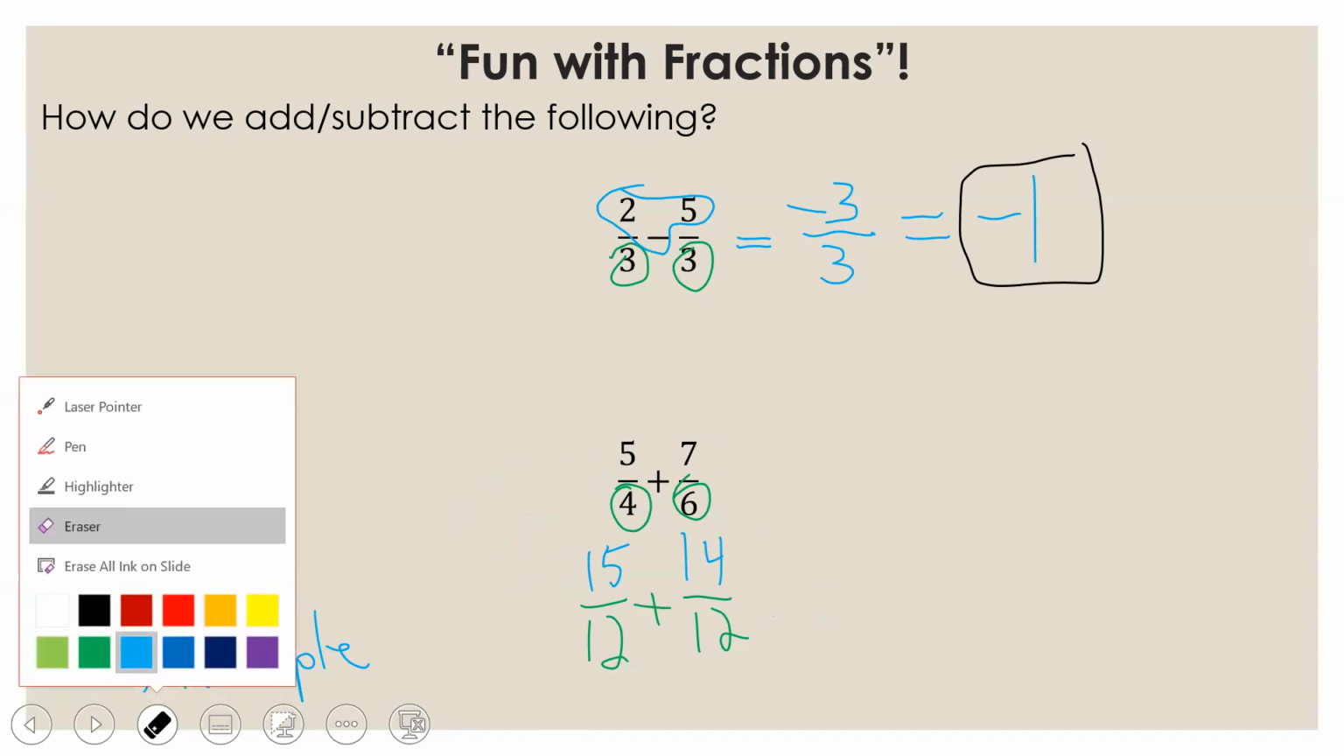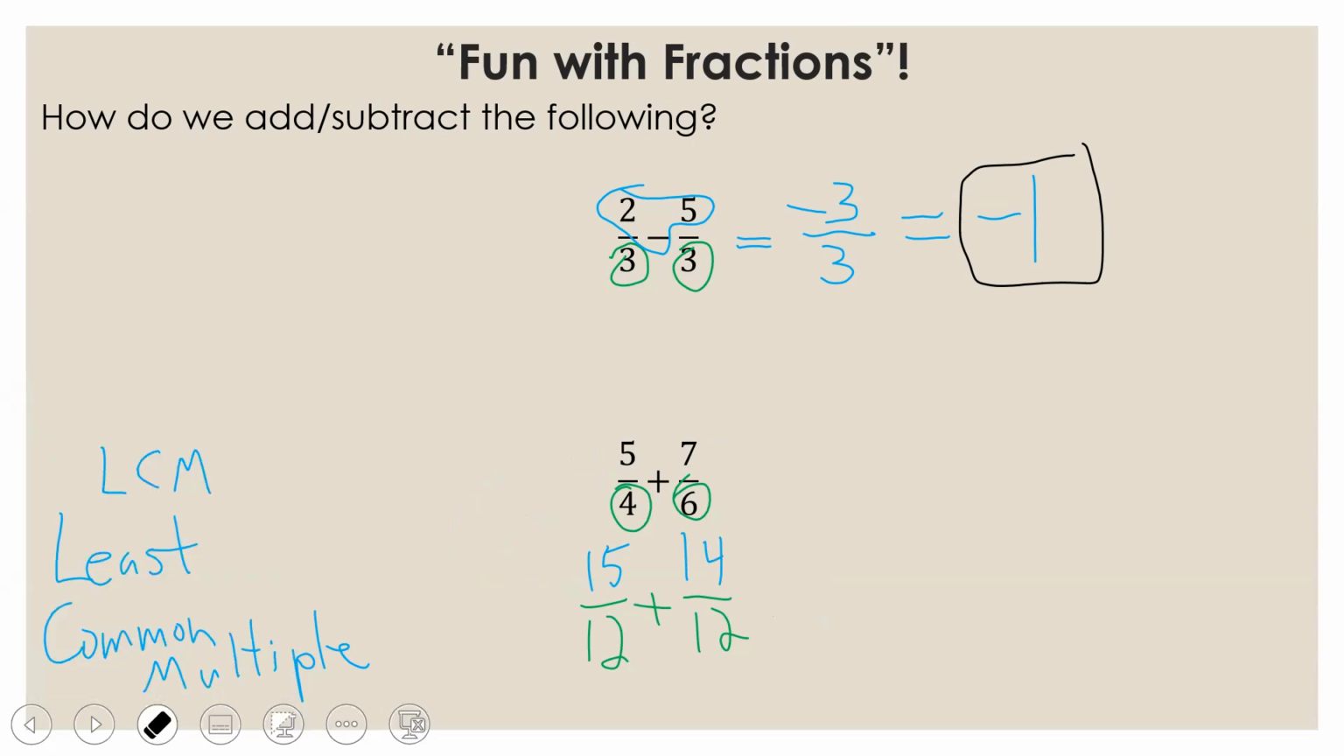And then we can add those. Again, we add the numerators, the 15 and the 14, which gives us 29. Again, the denominator stays the same, so it's just 29/12. And there we go. We can leave that as an improper fraction in this case, and it doesn't reduce.